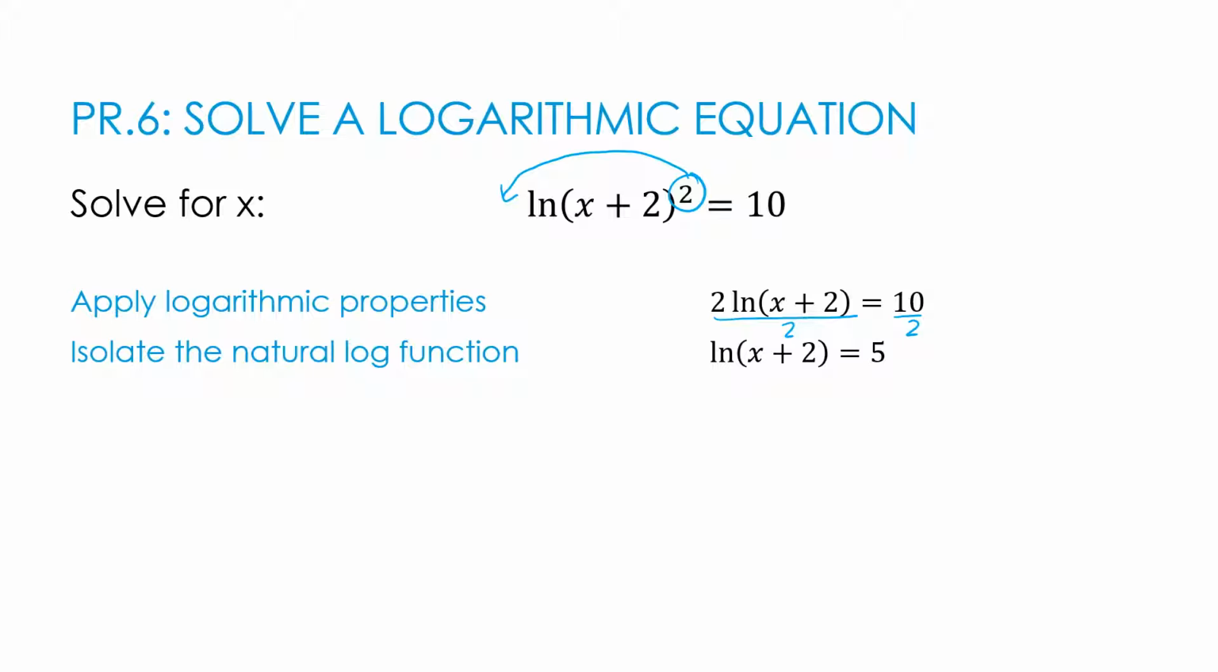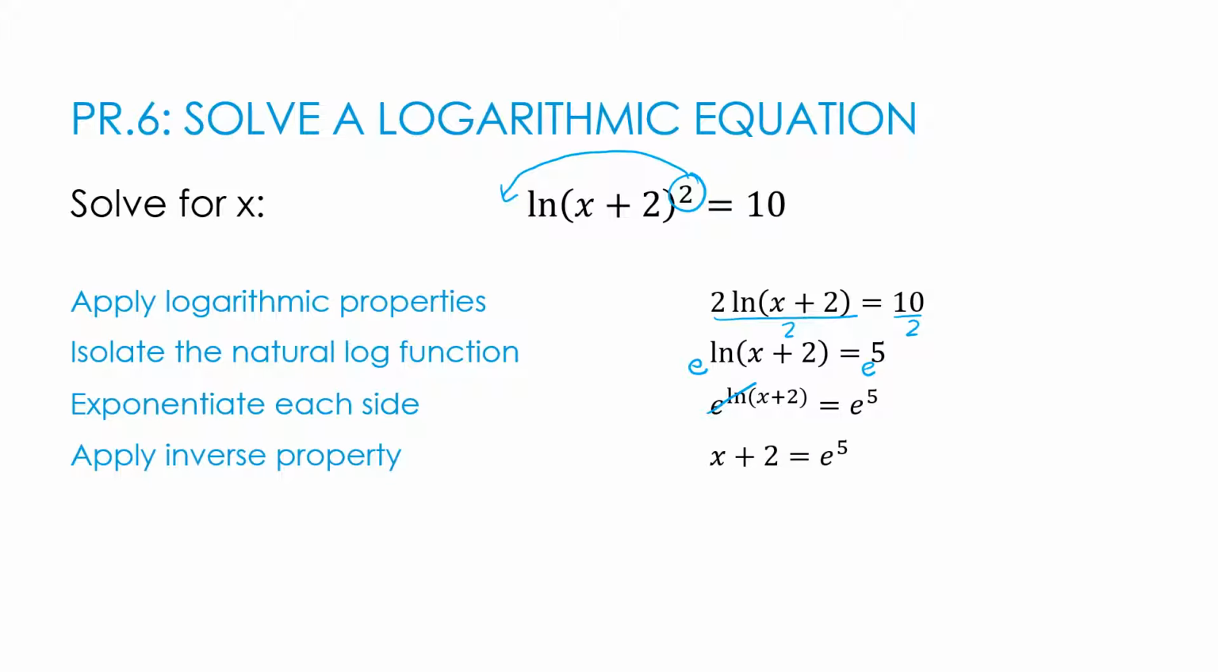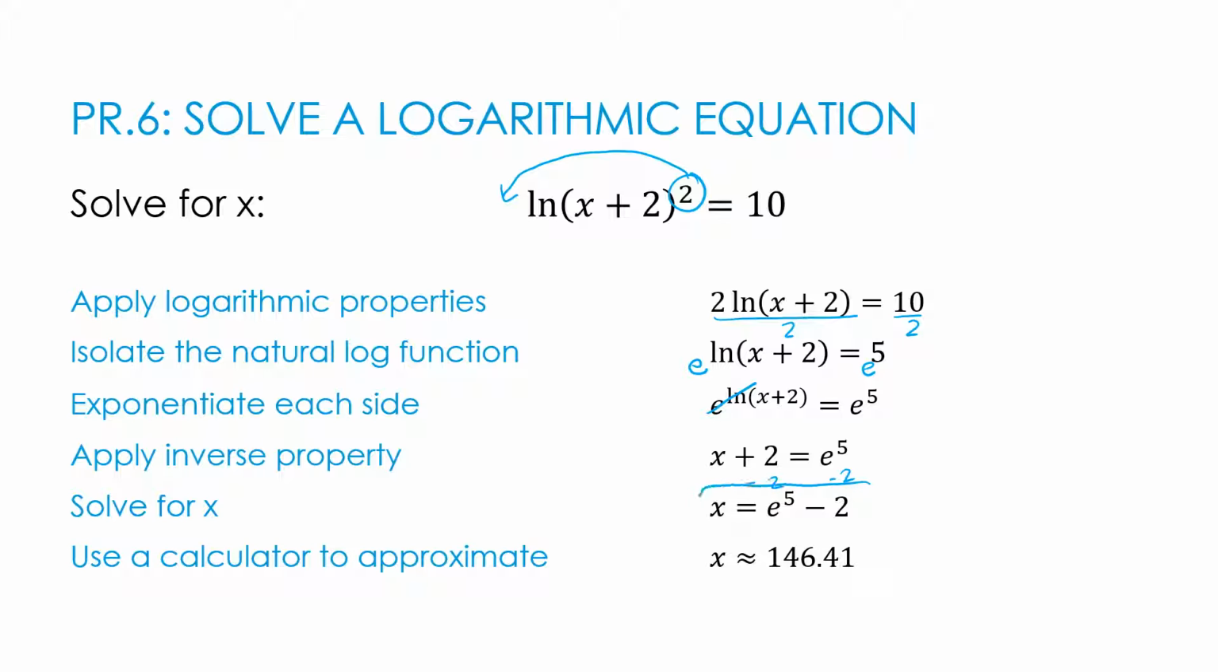Now that I have natural log by itself, I'm going to exponentiate, which means I'm going to take e to each expression. So e to the natural log of x plus 2 equals e to the fifth. E to the natural log will cancel out, and I just get x plus 2 equals e to the fifth. I'm trying to get x by itself, so I'm going to subtract 2 from each side. That is my precise answer, and then I plug it into the calculator to find an approximate solution.